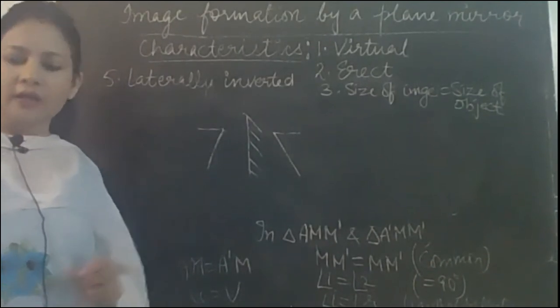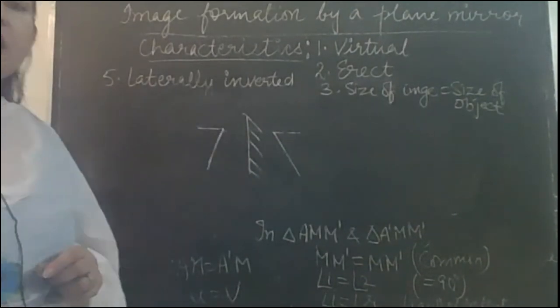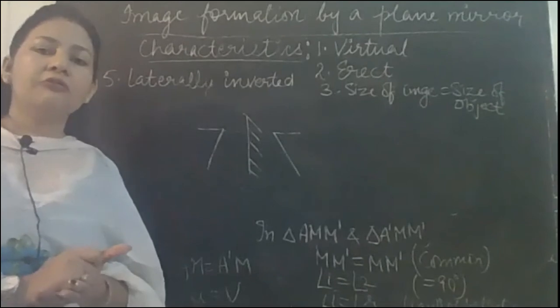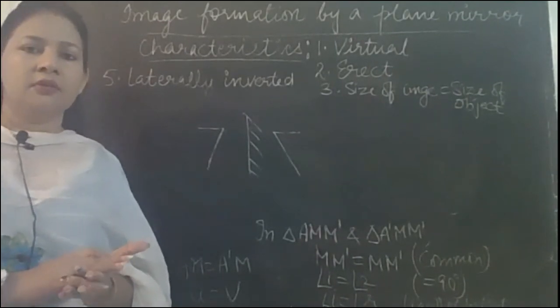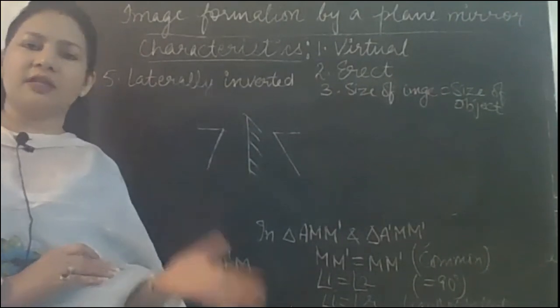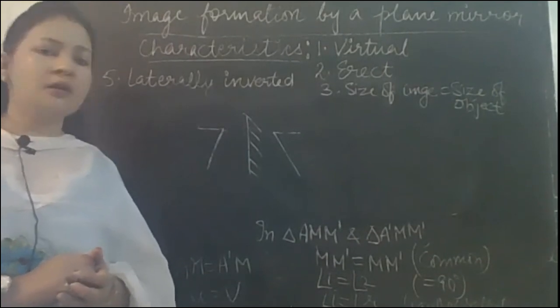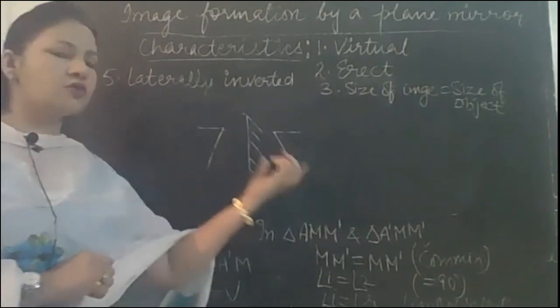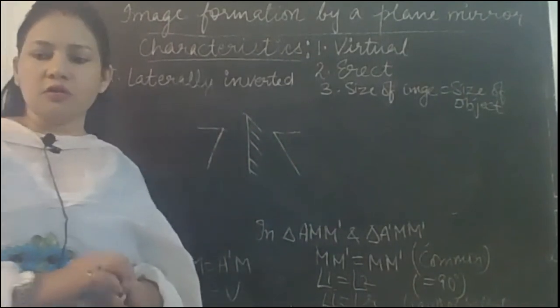Okay, so write down the definition of lateral inversion. When an object is kept in front of a plane mirror, its left hand side appears to be the right hand side and vice versa, which means the reverse is also true.